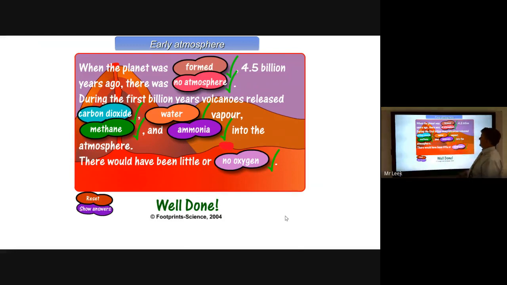During the first billion years, volcanoes released carbon dioxide, water, methane, and ammonia. Carbon dioxide would kill us. Methane would kill us. Ammonia would kill us. Water is the only one that's done a value into the atmosphere. There would have been little or no oxygen, but now we've got 21%. So I'm just going to give you literally a minute and a half to write those phrases down about the early atmosphere, please.